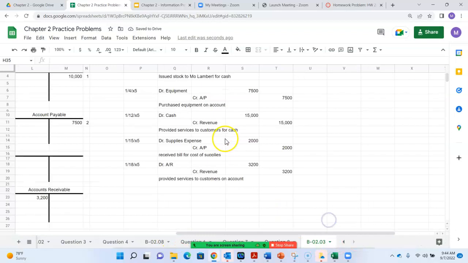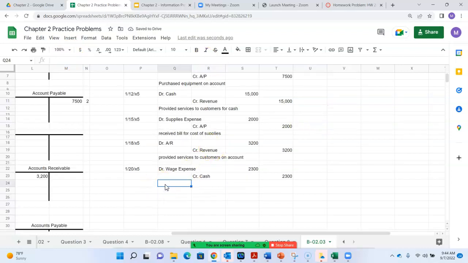So come over here. Let's do our journal entry. This occurred on the 20th of January. We are going to debit wage expense. We are going to credit cash in the amount of $2,300. Should say cash. And we need a description. Paid wages of employees. There we go. Let's try the next one.